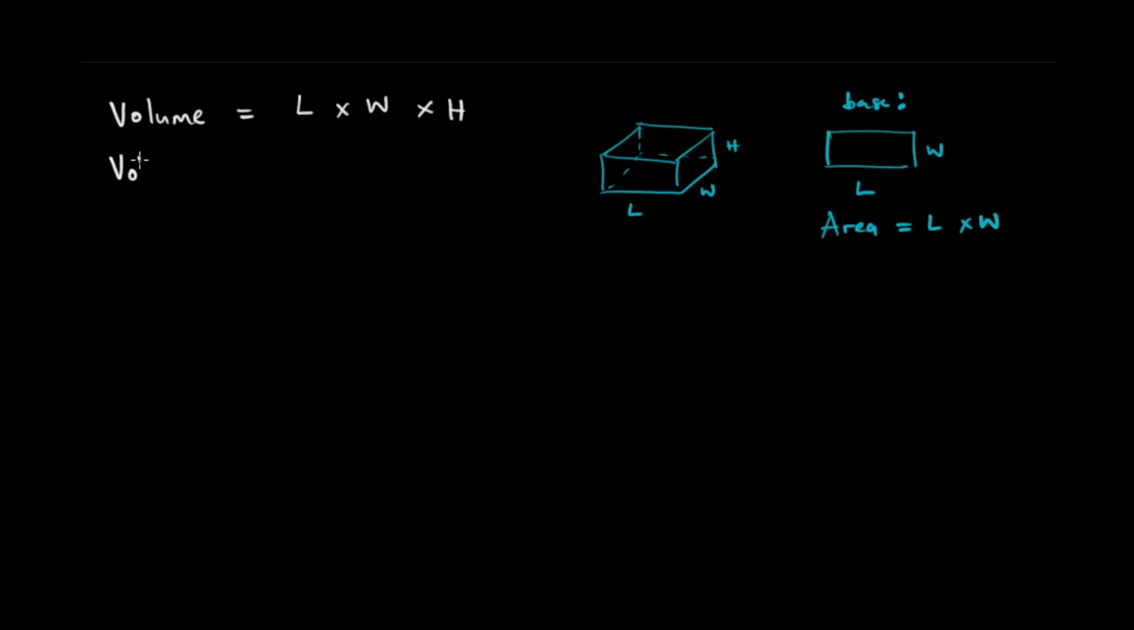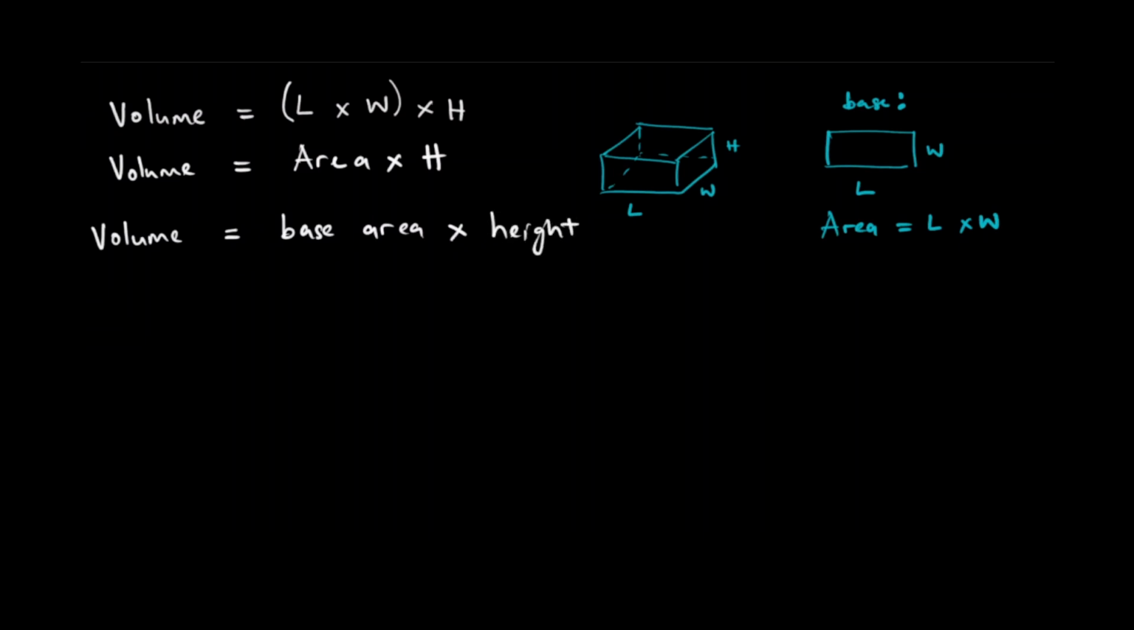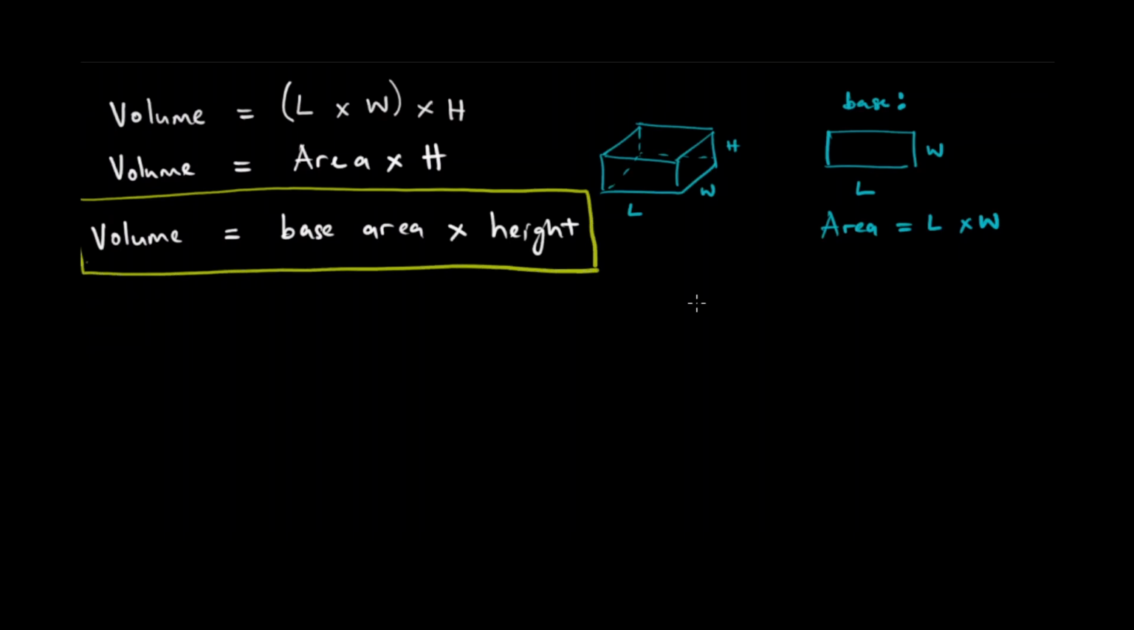This means we can say volume is equal to area, replacing this part, times height. When we write it formally, we say volume is equal to base area times height. So this is the general expression for volume. Whenever you want to find a volume, you are going to be required to use this. Volume is equal to base area times height.